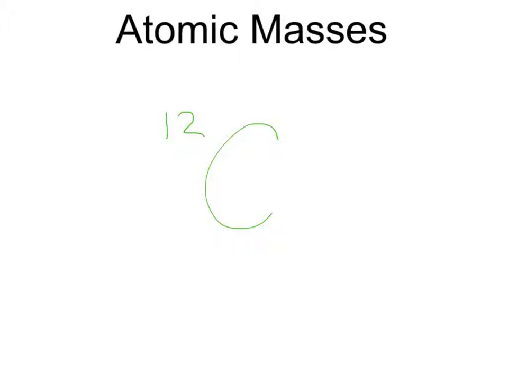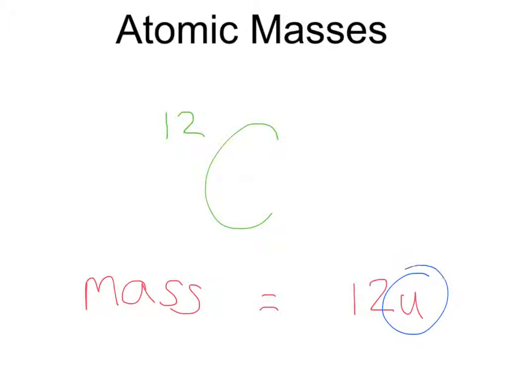An atom of the carbon-12 isotope is made up of 6 protons, 6 neutrons and 6 electrons. The mass of an atom of carbon-12 is 12 atomic mass units, 12 U. All atomic masses are measured compared with the mass of a carbon-12 atom. Atomic masses are measured using the unit called Unified Atomic Mass Unit, or U. 1 U is a tiny mass, 1.6 times 10 to the minus 27 kilograms.